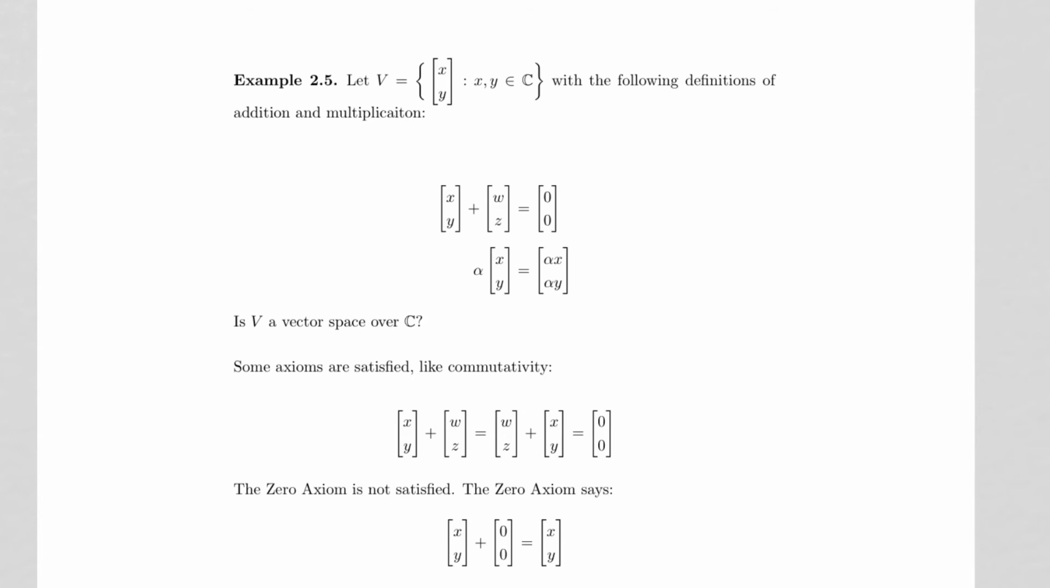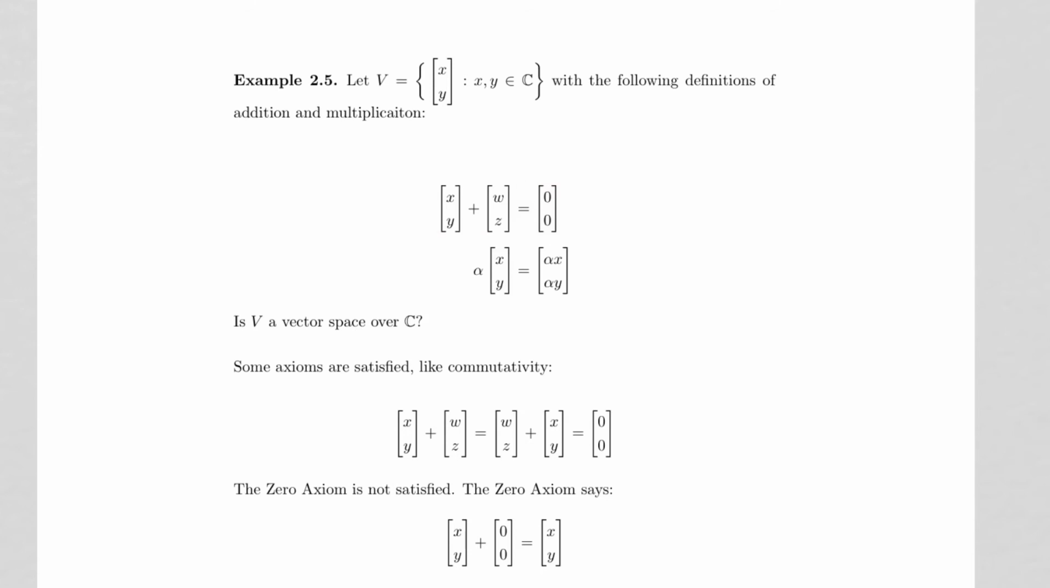So we've got a column vector with two complex numbers in a column like this, but here's our definition of addition. If I take the vector xy and add the vector wz, we get 0, 0, so we get the 0 vector. So this is weird. These are just arbitrary vectors in this vector space, and you add any two arbitrary vectors together and you always get the zero vector. It's kind of a strange definition. Add any two vectors and you always get zero no matter what the two vectors are.